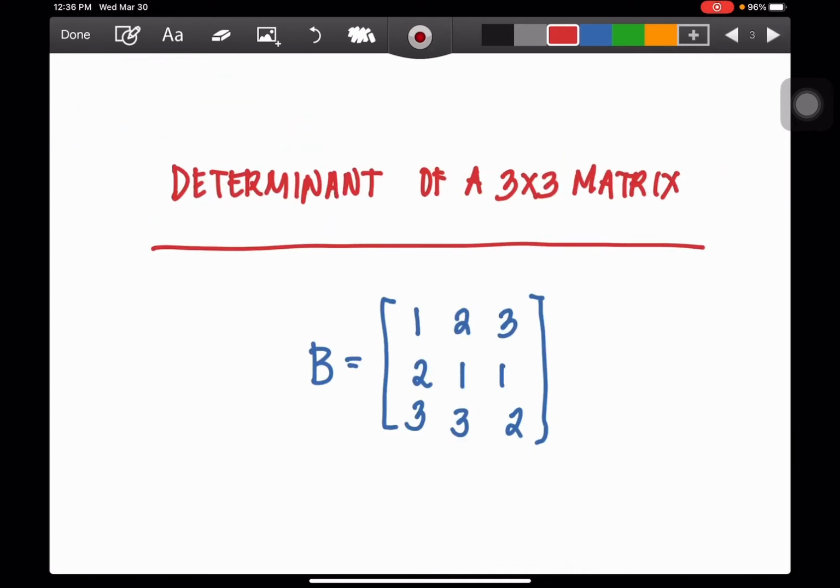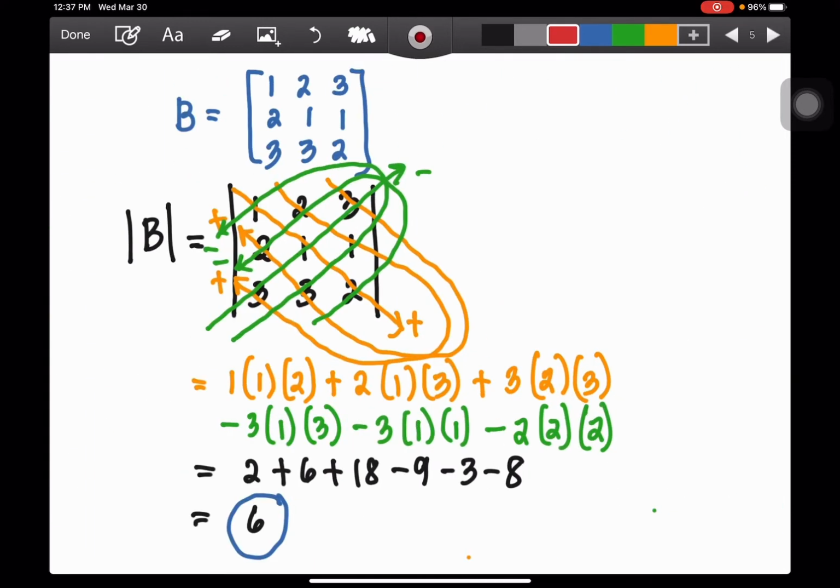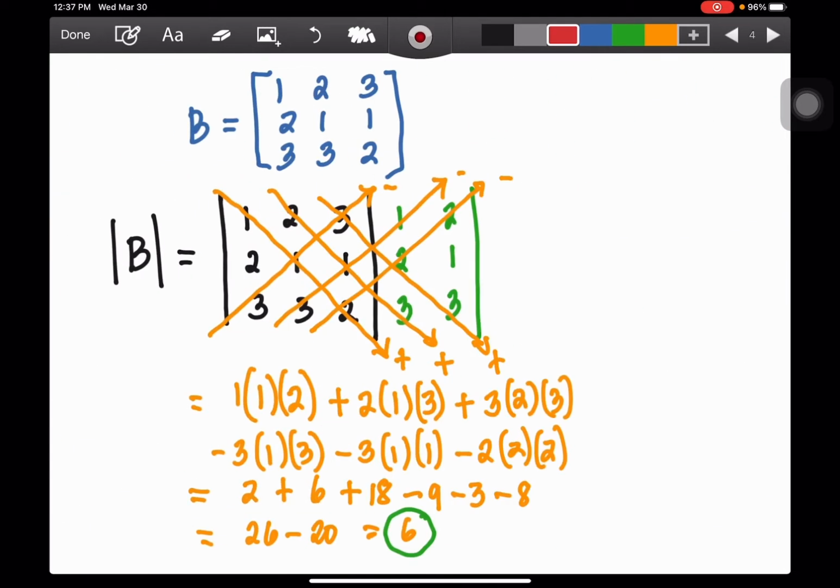So let's proceed in determining the determinant of a 3 by 3 matrix. Suppose we are given matrix B. The elements are 1, 2, 3, 2, 1, 1, 3, 3, 2. There are actually two methods that are going to be presented here. Let's start with the first method. The determinant of matrix B is equal to, so copy all the elements of that matrix, and then after which you copy again the first two columns. So you have 1, 2, and 3, and 2, 1, and 3.